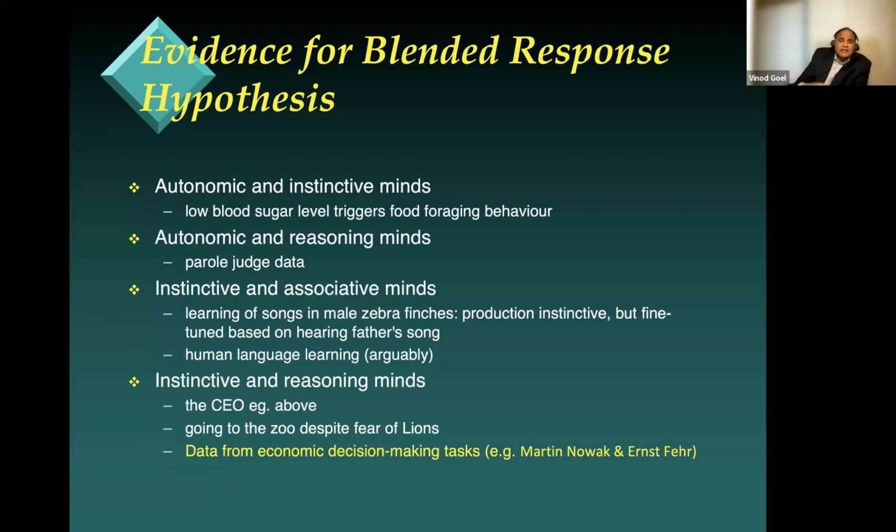Or the instinctive and the reasoning mind interacting. Well, the CEO example above. Or another simple example: I'm instinctively afraid of lions, but I'll go to the zoo and stand in front of a lion cage because my reasoning mind knows that the lion is behind iron bars or plexiglass and can't get out to harm me.